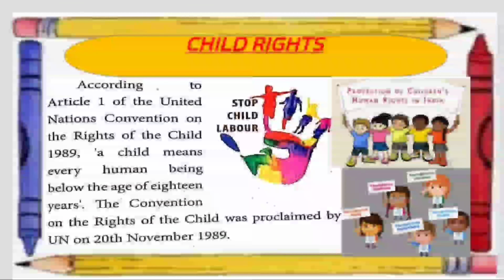Next topic is about child rights. According to Article 1 of the United Nations Convention on the Rights of the Child 1989, a child means every human being below the age of 18 years.